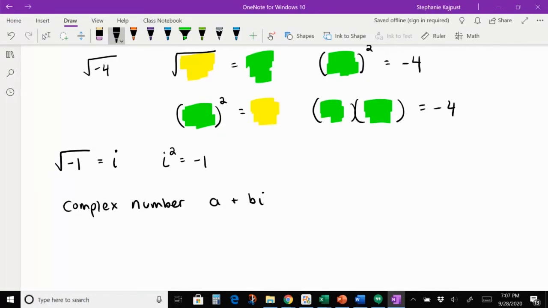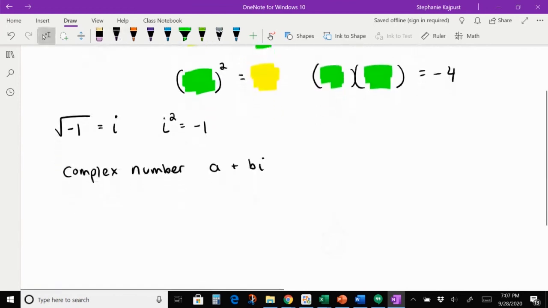So going back to my first example where we had the square root of negative 4.